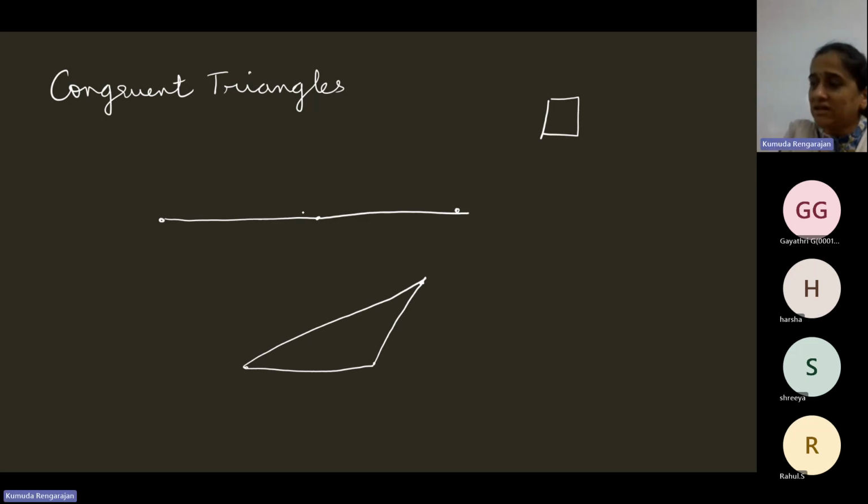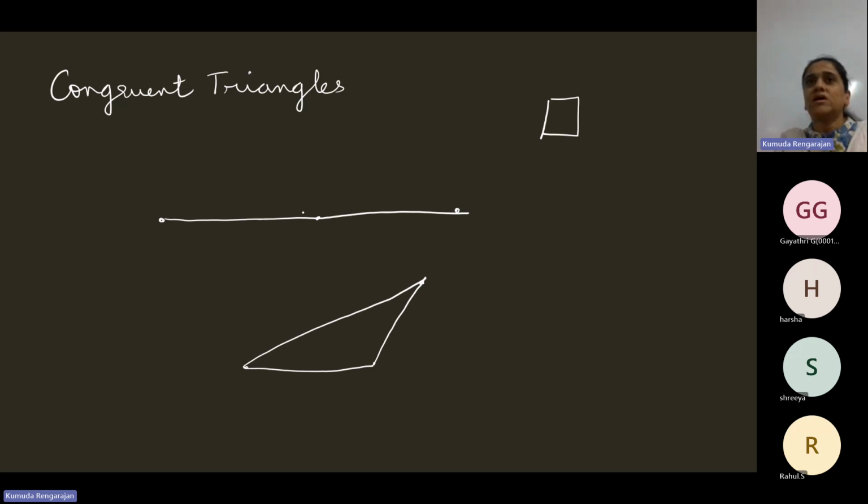So congruency is basically a state of being identical. When one thing is exactly like the other, identical in every aspect, they are said to be congruent to each other. So when we say congruent triangles, two triangles are said to be congruent if one triangle is exactly like the other triangle.